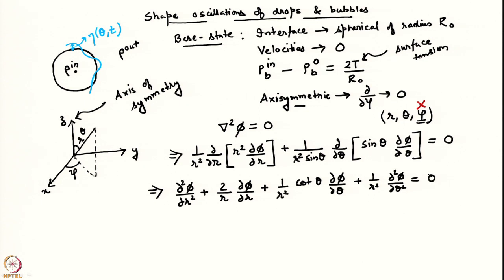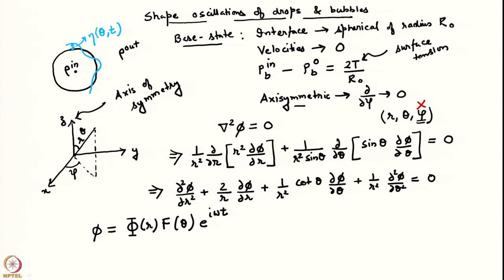Let us look for variable separable solutions. So we are going to say that phi is some function capital phi of small r, some function f of theta, and because we are going to do a normal mode approximation, I will set it equal to e to the power i omega t. So we are looking for perturbations about the base state. In the base state, there is a pressure jump across the interface. The interface is purely spherical and there is no velocity inside as well as outside. So we are going to look for perturbations about the base state and ask, is the base state stable? Does it produce an instability or does it lead to oscillations?